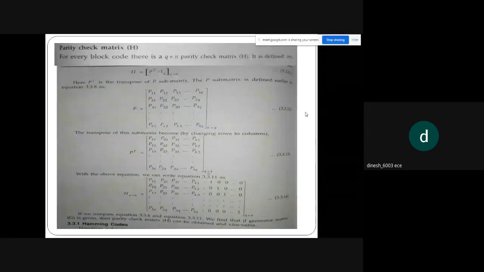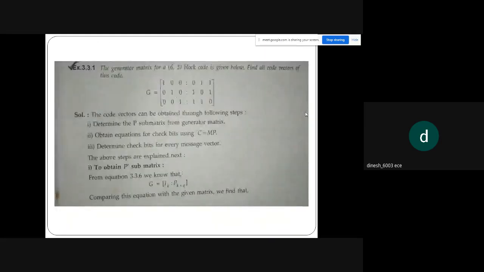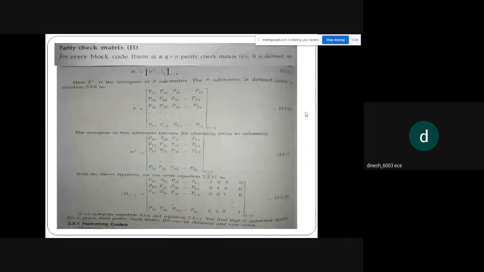In today's class, we'll be seeing about the parity check matrix H. In the previous class, we had found the generator matrix. You can see in the problem, the generator matrix was given, and they determined the P submatrix. They determined check bits C equals MP, and they found code vectors for every message bit. So we have done this easily. The next topic is the parity check matrix.